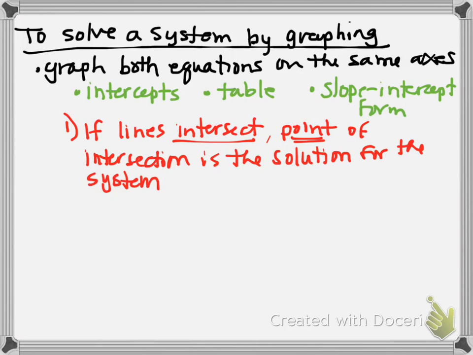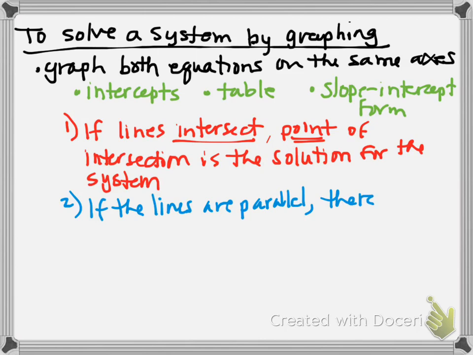That one point satisfies, or makes, each equation true. That's one thing. Next, if the lines are parallel, you guys demonstrated that with your arms. You notice that they didn't cross. So there is no solution. So I'm going to underline parallel and no solution. I can either write the words no solution, or I could use the symbol for no solution.